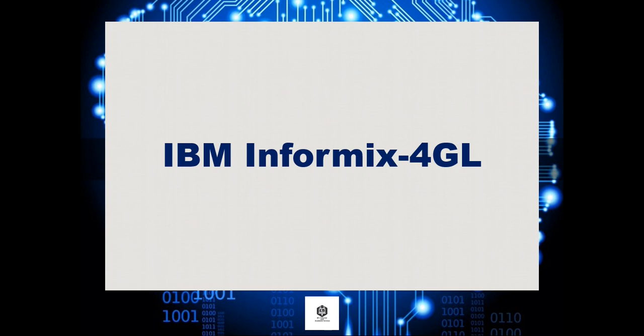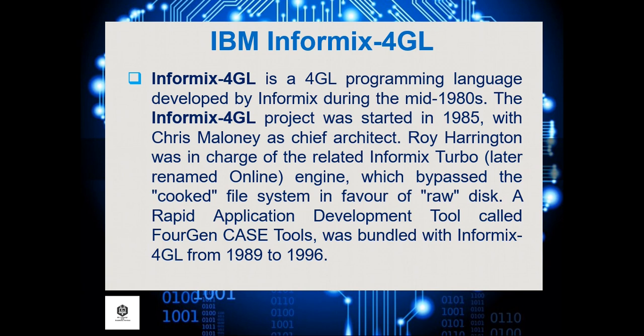IBM Informix 4GL. Informix 4GL is a 4GL programming language developed by Informix during the mid-1980s. The Informix 4GL project was started in 1985 with Chris Maloney as chief architect. Roy Harrington was in charge of the related Informix Turbo, later renamed Online Engine, which bypassed the Unix file system in favor of raw disk. A rapid application development tool called 4GEN Case Tools was bundled with Informix 4GL from 1989 to 1996.